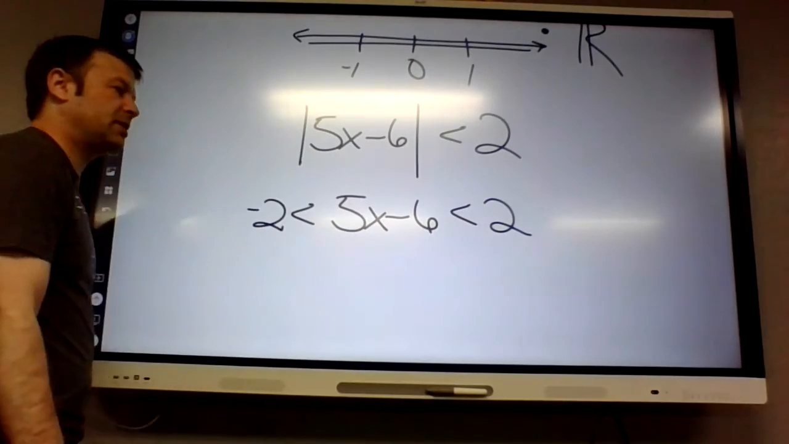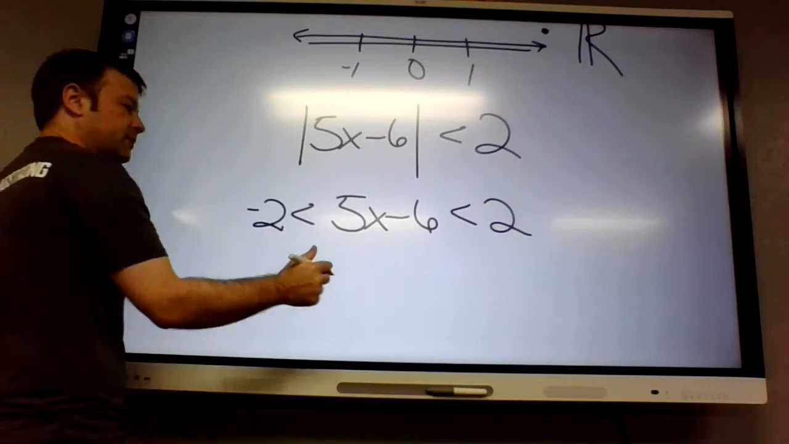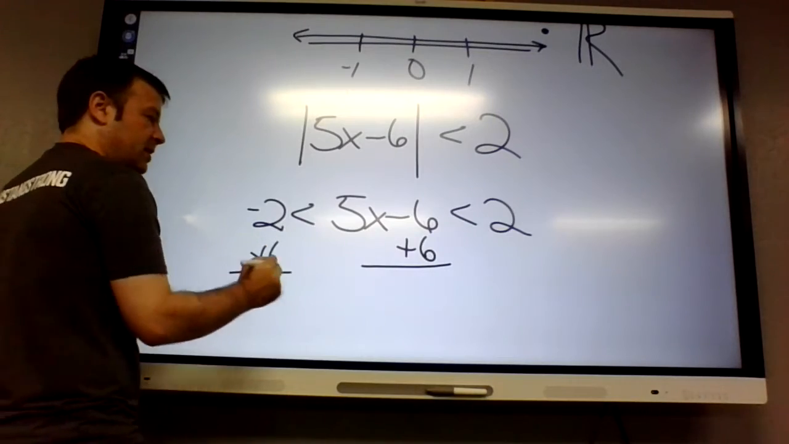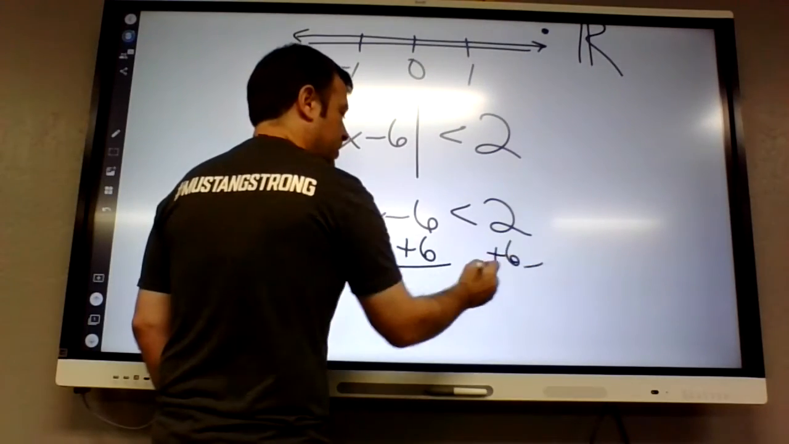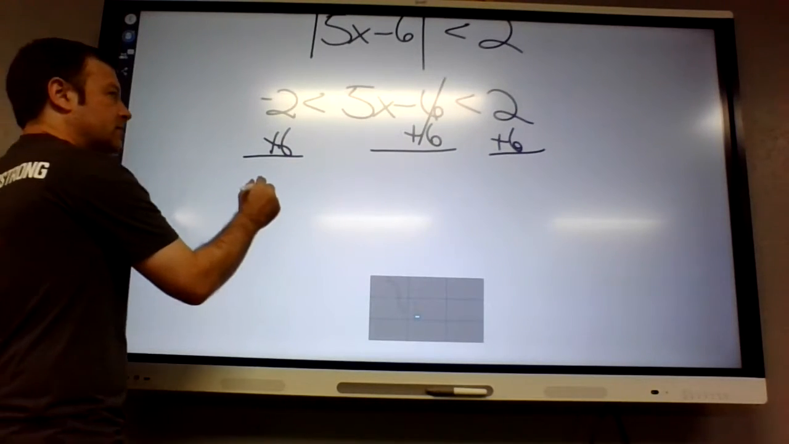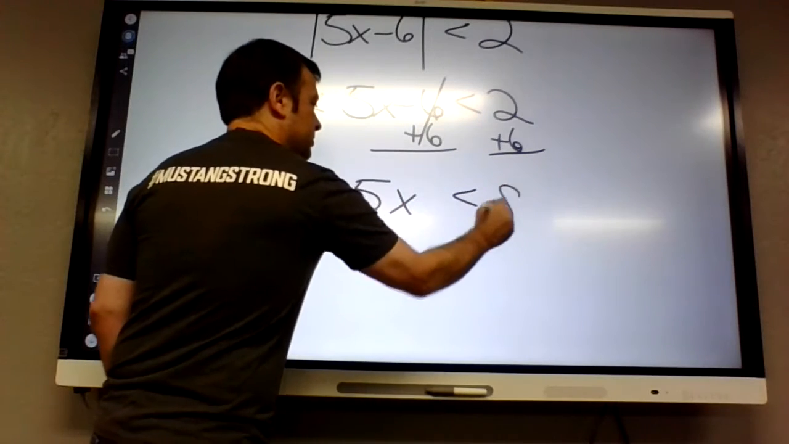So that's what it looks like. When we solve for x, we're trying to get x by itself in the middle. How do I get x by itself? Plus 6. So there are 3 things now that we're adding 6 to: the middle, just to get rid of it, and then the left and the right. Still have a 5x in the middle.